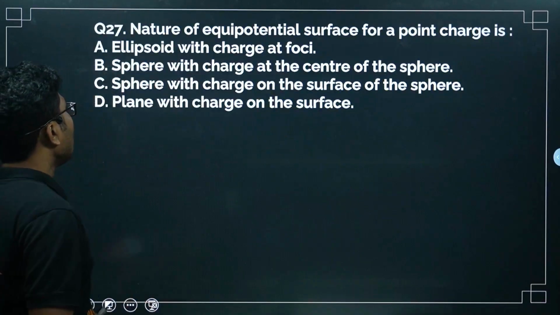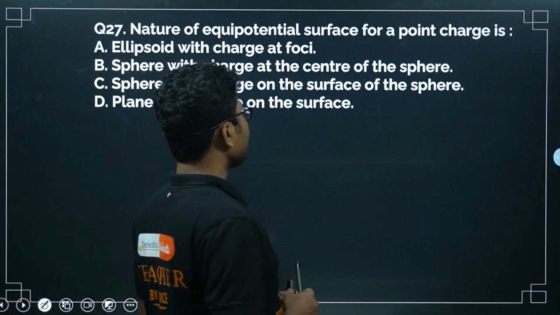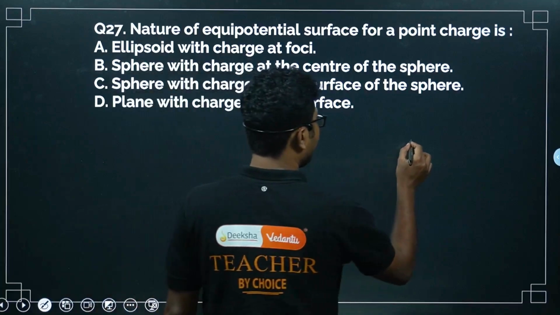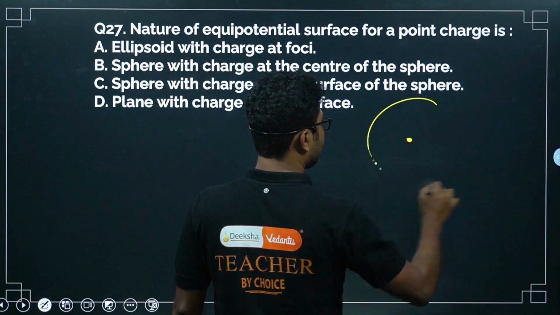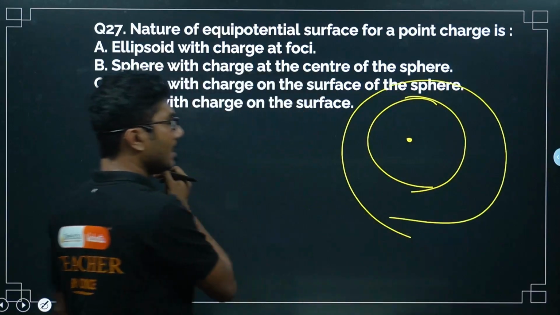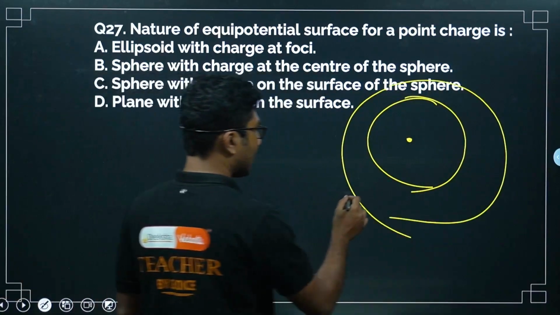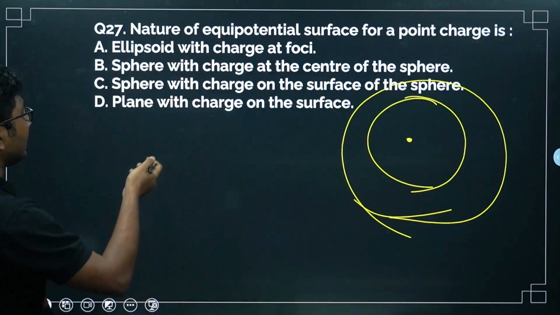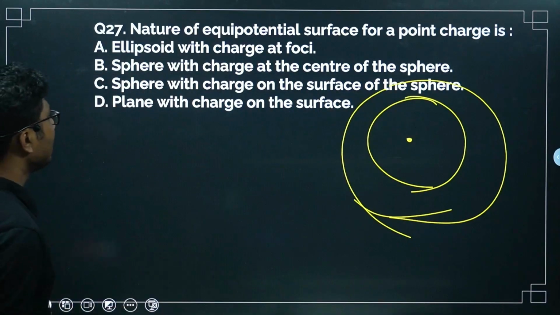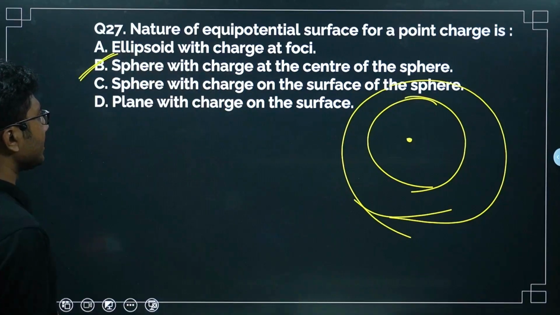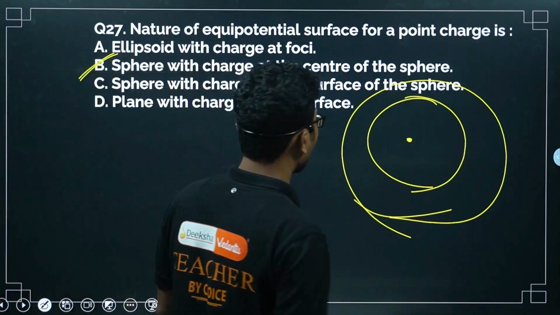Okay. Nature of equipotential surface for a point charge is, so point charge is given. So nature of equipotential surface will be concentric spheres. As we said, it will be a three-dimensional diagram. It is not two-dimensional, so not a circle, not an ellipsoid. Okay, only thing is a sphere with the charge at the center of the sphere. It is not on the surface. It is not any other point.